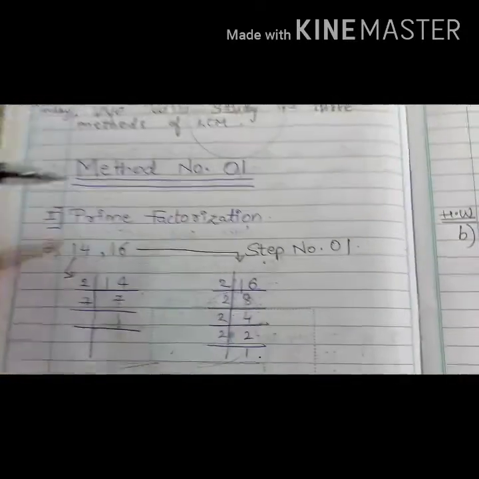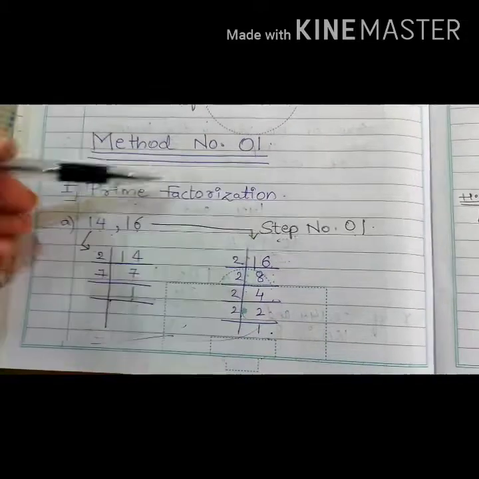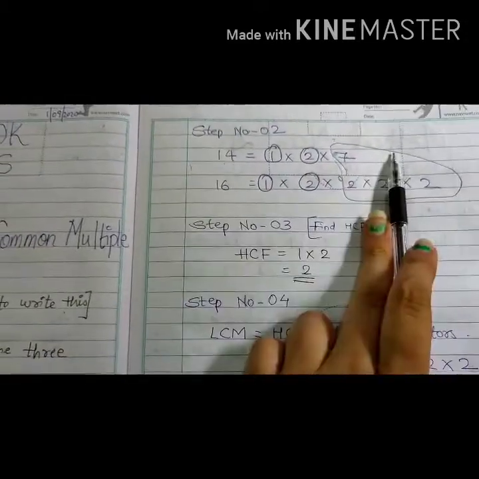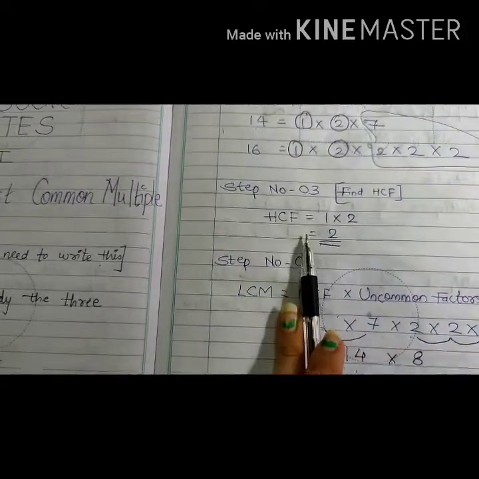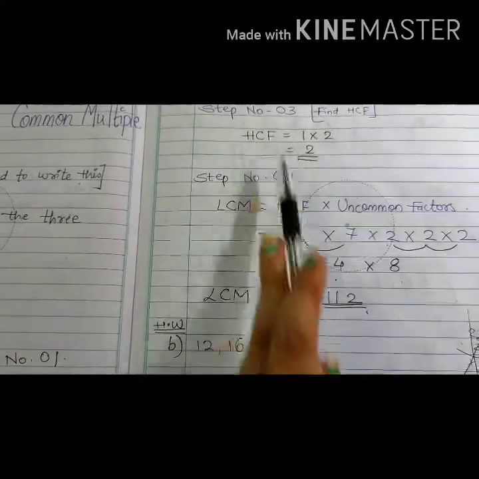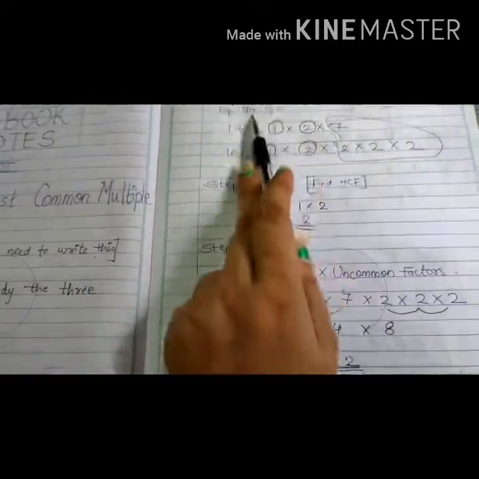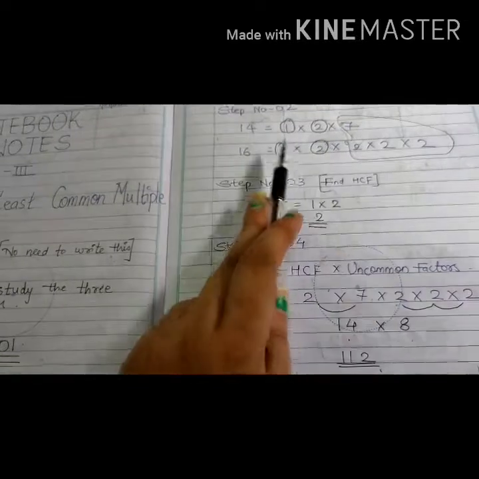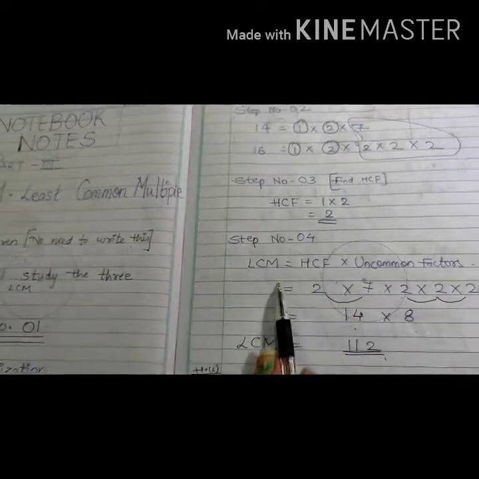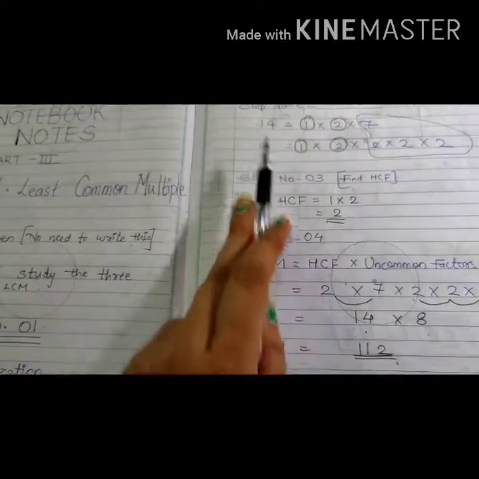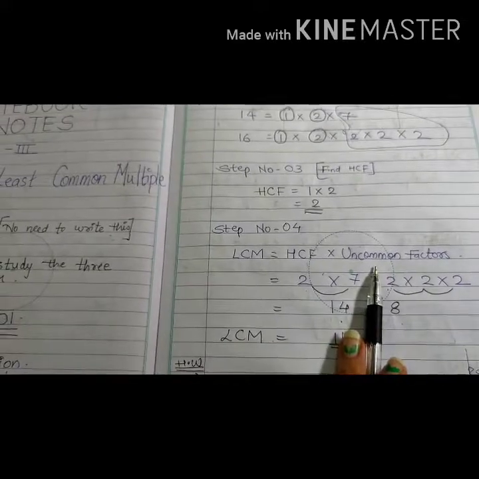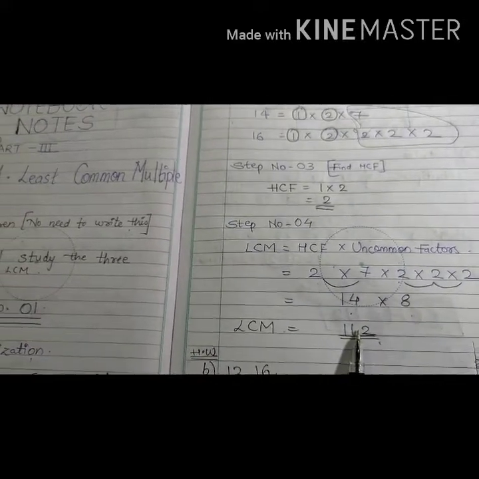Again we will have a look. It is very easy. Step number 1, find out the factors. Step number 2, just note it down. After that, find the HCF. After finding the HCF, what is the formula? HCF, that is step number 3, into the uncommon factors from step number 2. So 2 and 3 become friends, they are old friends, and step number 4 is the new friend. So together they have this formula, and then we get the LCM.